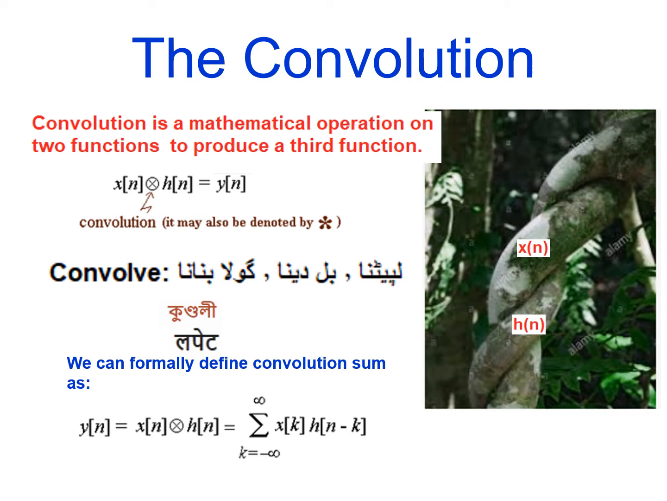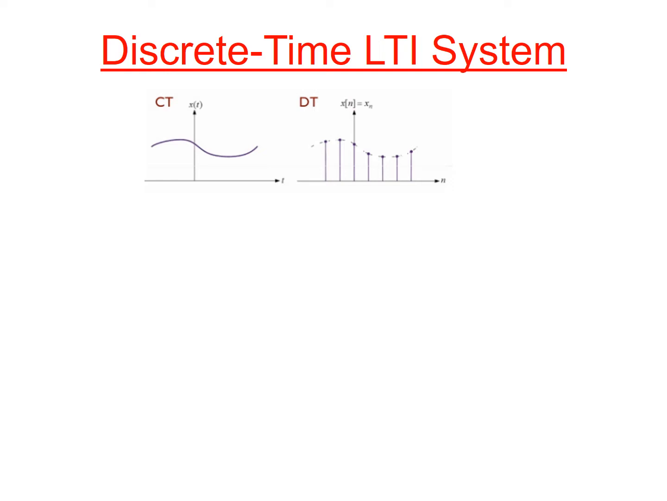And formally we define the convolution. In case of a discrete time signal, we call it convolution sum. In case of a continuous time signal, we'll call it convolution integral, which we'll see in the next video. The convolution sum is represented by the summation of the multiplication of the signal and the shifted impulse. We'll see what this means. And the summation is done from minus infinity to plus infinity. And just to recall, this is the continuous time signal and this is the discrete time signal.